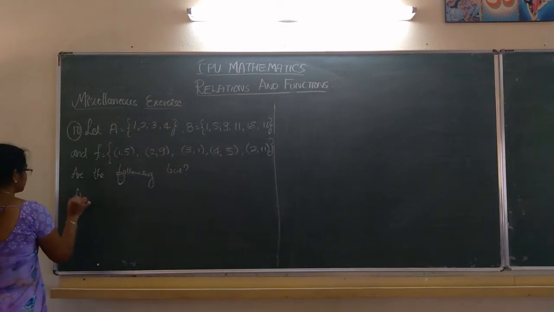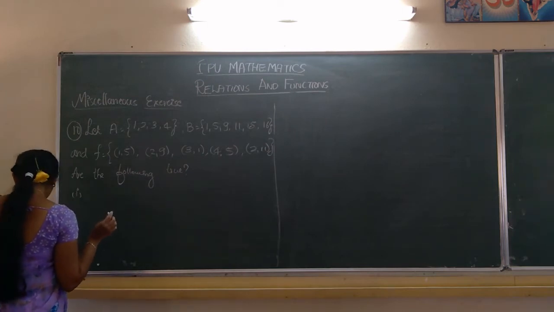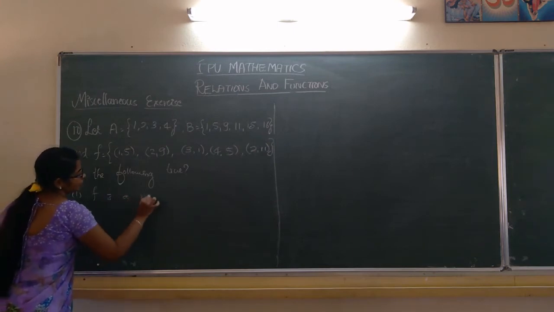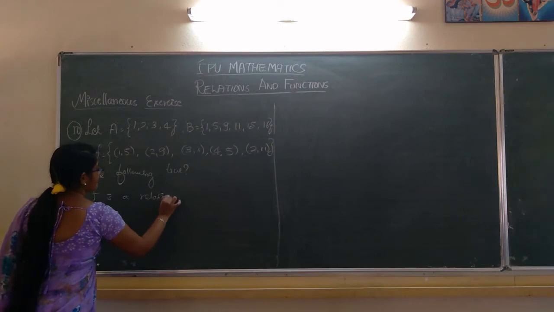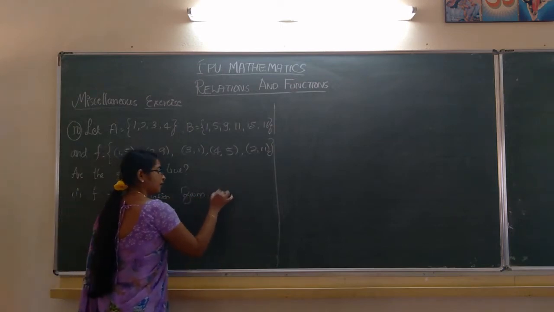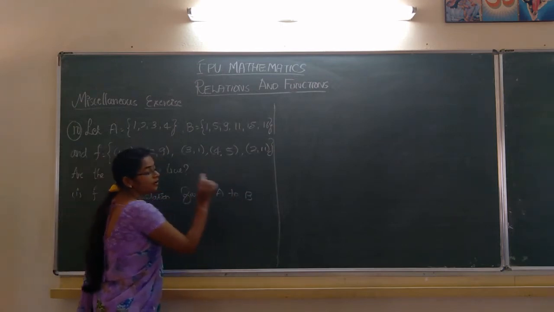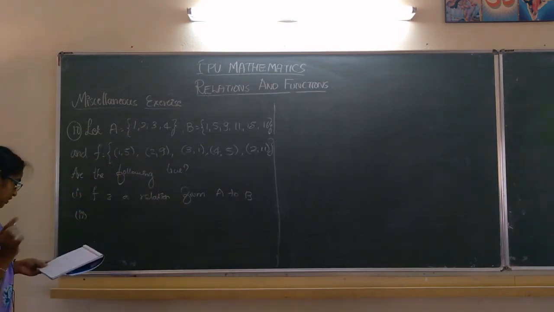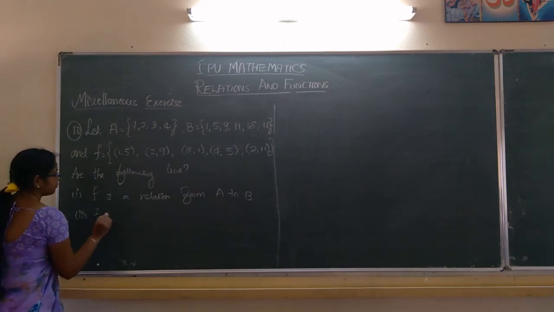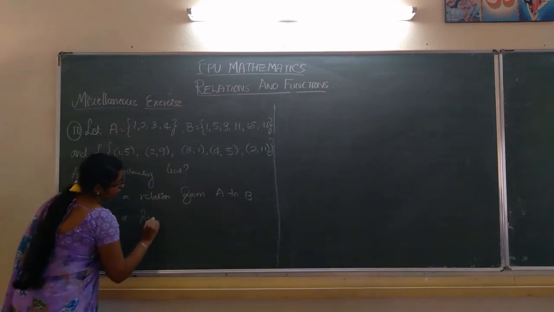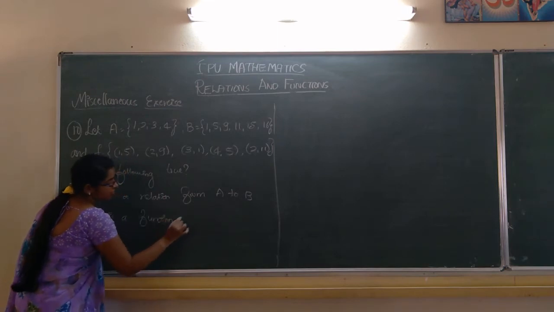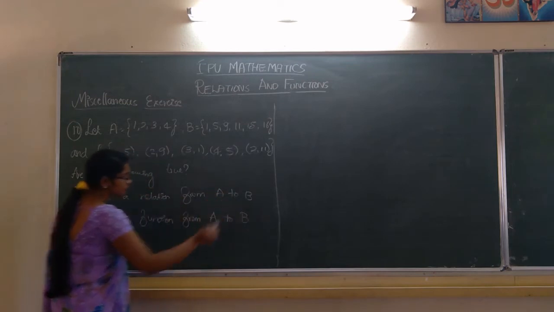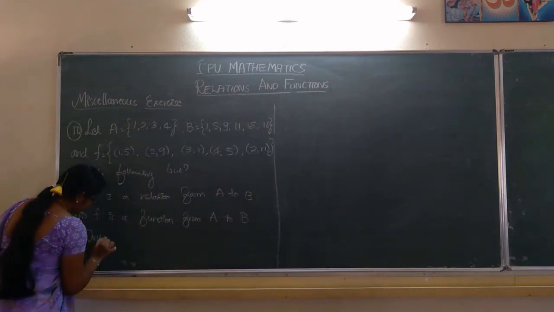The first statement is, F is a relation from A to B. Whether it is right or wrong, we need to verify. And the second one is, F is a function from the same set A to the set B. Justify. You need to justify your answer.